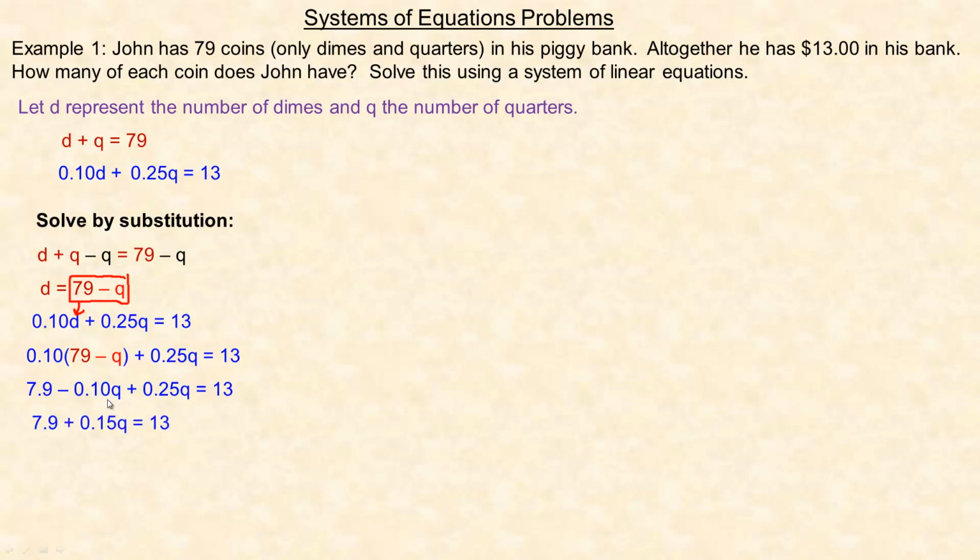So let's do some collecting like terms. These 2 Q terms are like terms, so 0.25 Q minus 0.10 Q would be 0.15 Q. That's added to the 7.9 to equal the 13. Now I want to isolate the Q term, so I want to get rid of this 7.9.